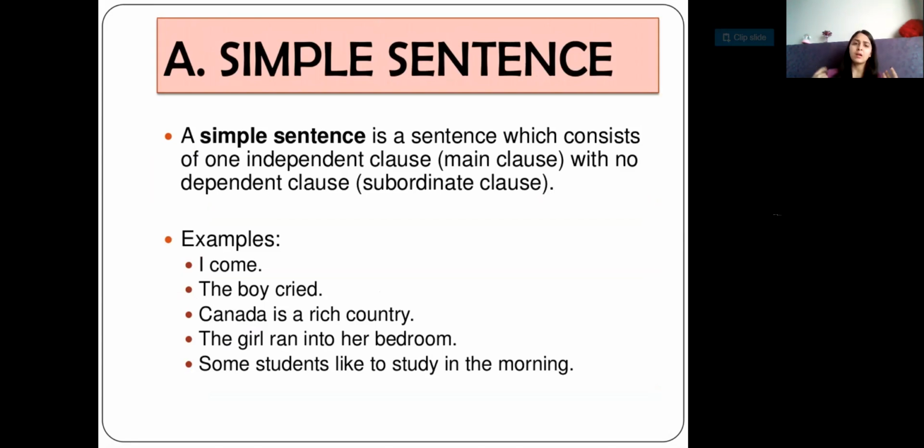Simple, very straightforward. For example: I come. The boy cried. Canada is a rich country, of course. The girl ran into her bedroom. Some students like to study in the morning. I am the one who likes to study in the morning. All right. So the main and the subordinate clause, that means it's a complete, proper, and simple sentence.